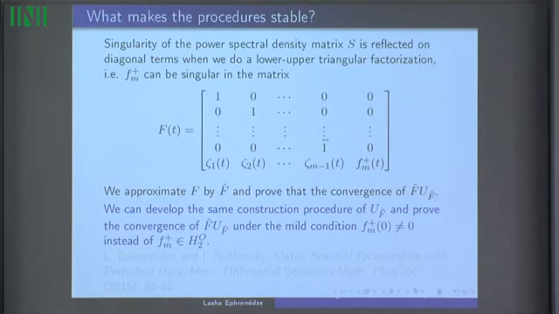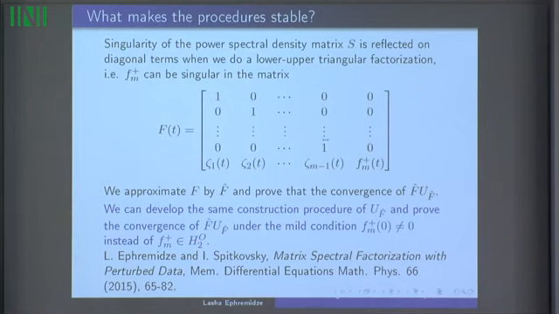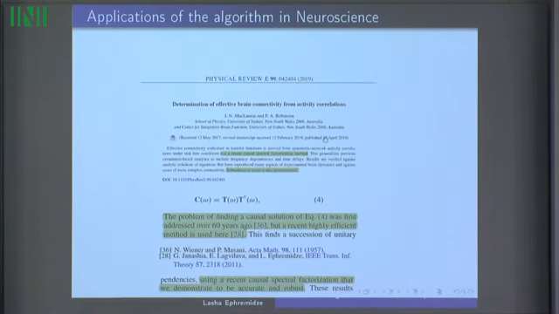We can just require that it is not 0 at the origin. Otherwise, it is not necessary to be an outer function. The construction process which we described works in this situation as well, and the convergence also can be proved in this situation. This theorem is presented in this paper, spectral factorization with perturbed data. And we have some further arguments to consider that this theorem is sustainable with respect to measurement errors, because this is an application of our algorithm in neuroscience, a very recent paper which appears.